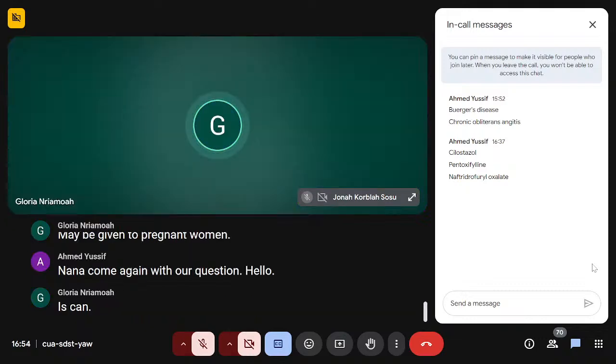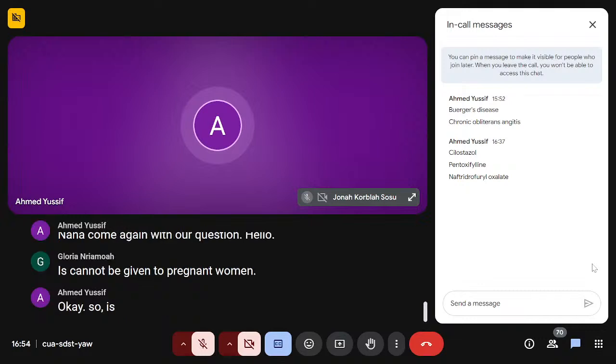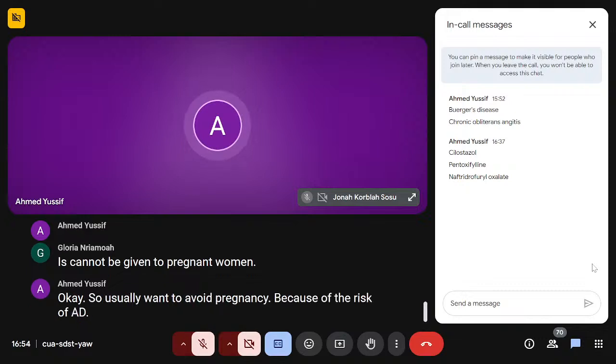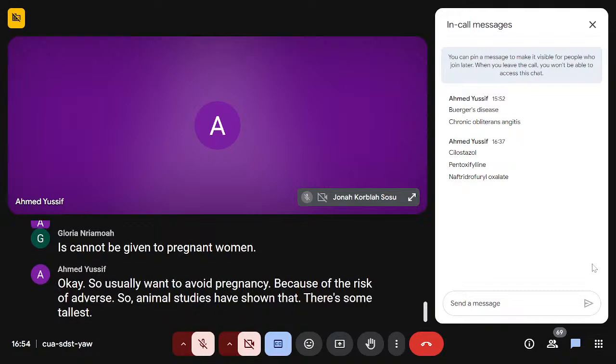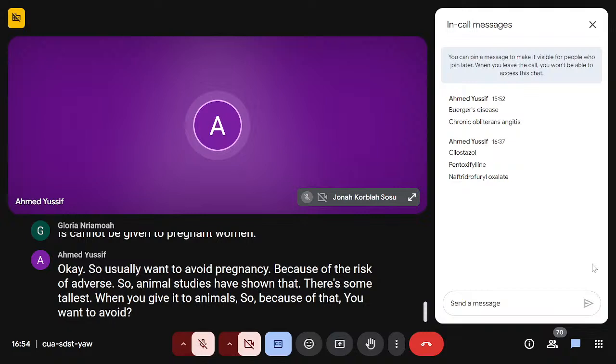Please, can it be given to pregnant women? Oh, okay. So usually you want to avoid pregnant women because of the risk of adverse effects. In animals, there is some toxicity when you give it to them. Because of that, you want to avoid it in pregnant women. However, it's not a contraindication.